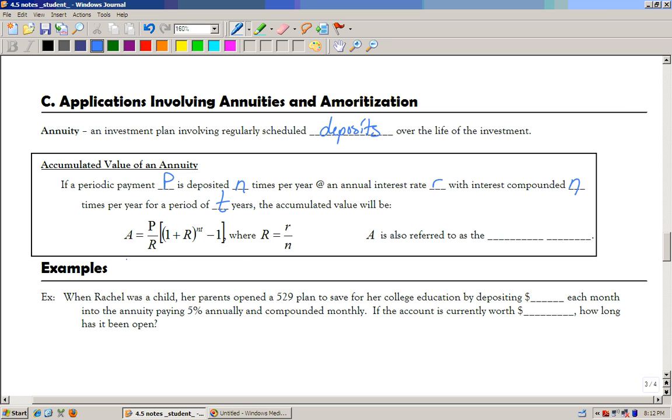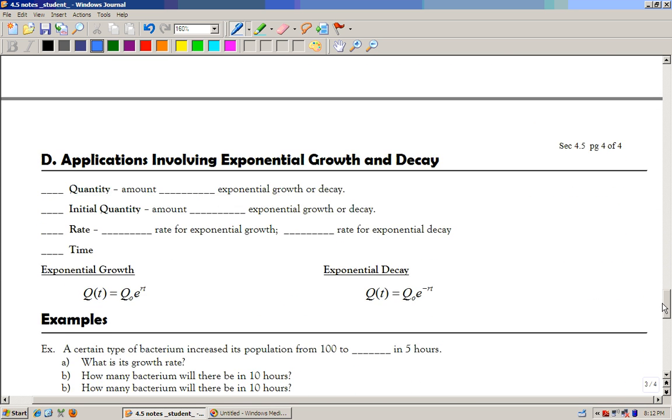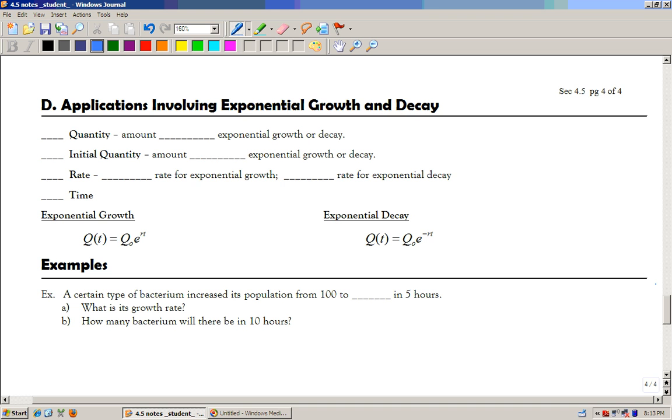And the equation is given by this. And this R, for the value of the rate, is the rate divided by how many times you're going to compound it. And the total amount, that A, is also referred to as the future value. If you take any business classes in the future, you'll be discussing future value of any of the accounts you'll be working with. And we'll move on to the last section, which is exponential growth and decay.